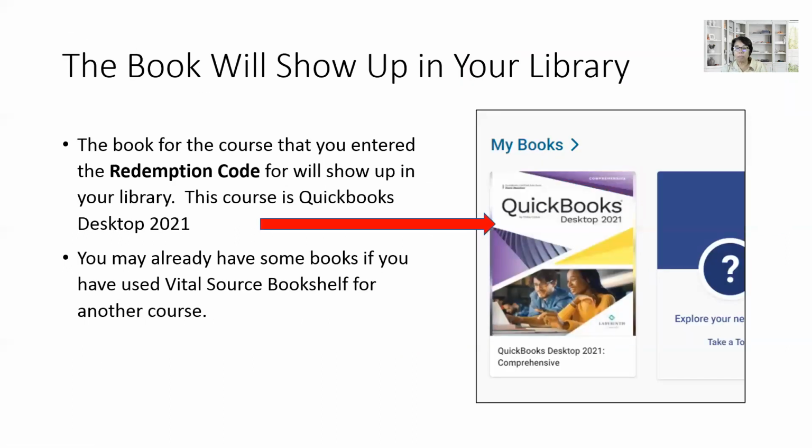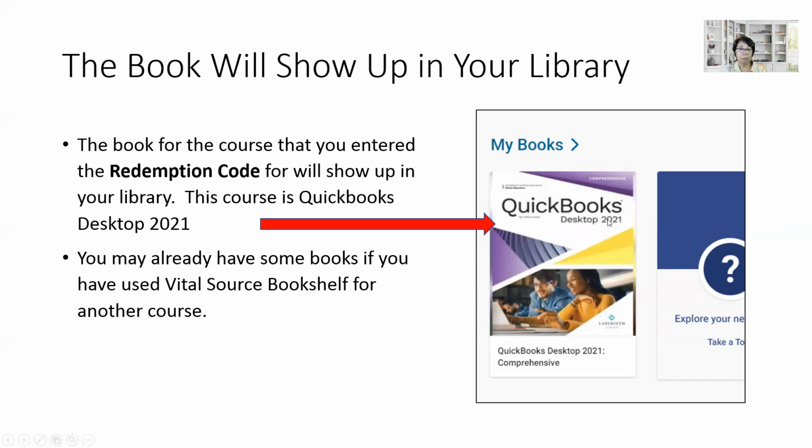So after you redeem it, the textbook should pop up in your library. That's why they call this a bookshelf, because you could get more than one book. Now, if this is your first class, you'll only have one book. You'll only have this book that's showing on the screen. But I actually have several books because I've taught in past classes, and so they don't get rid of them once your class ends if you put it in your bookshelf, okay?